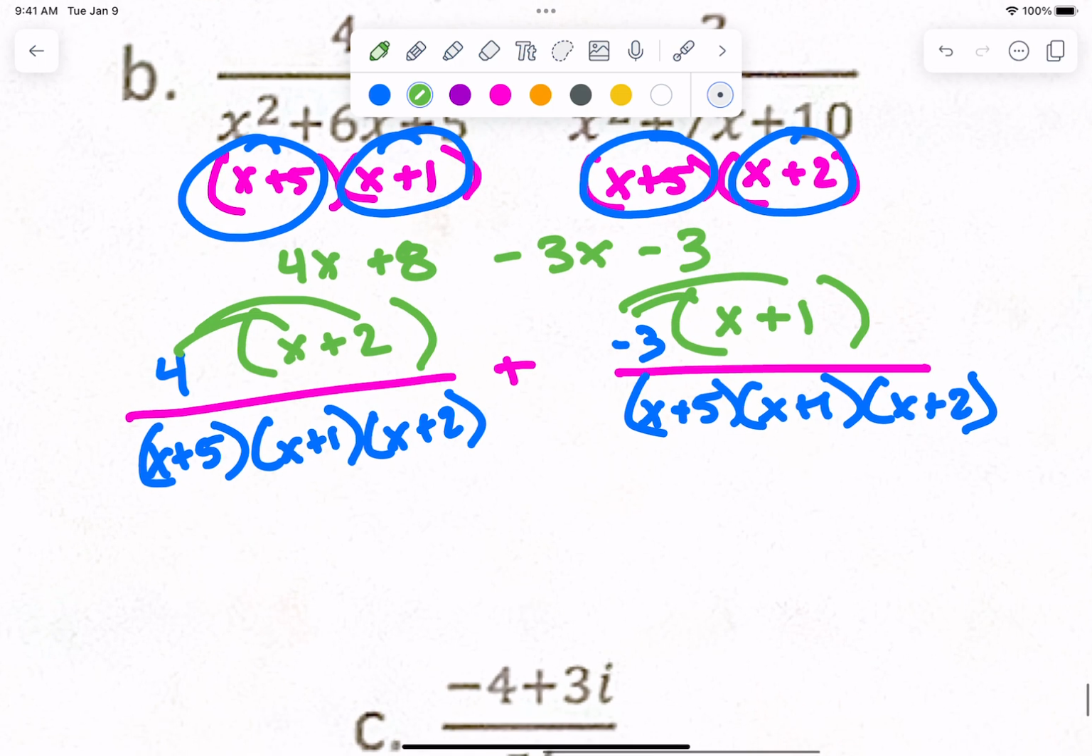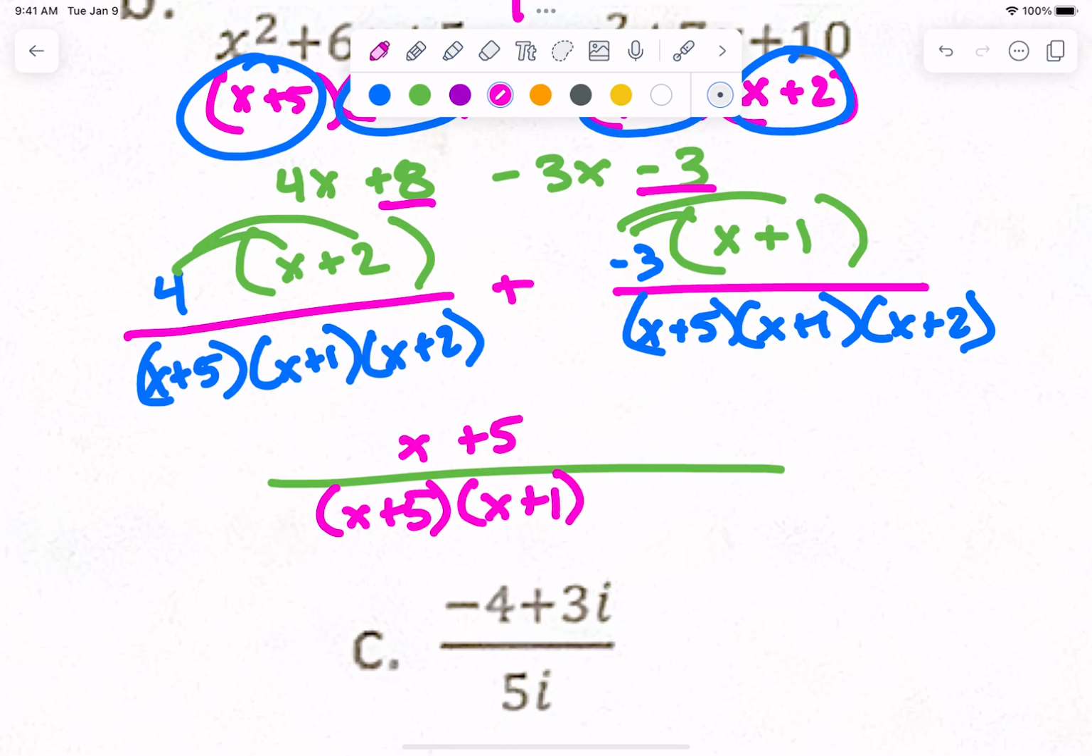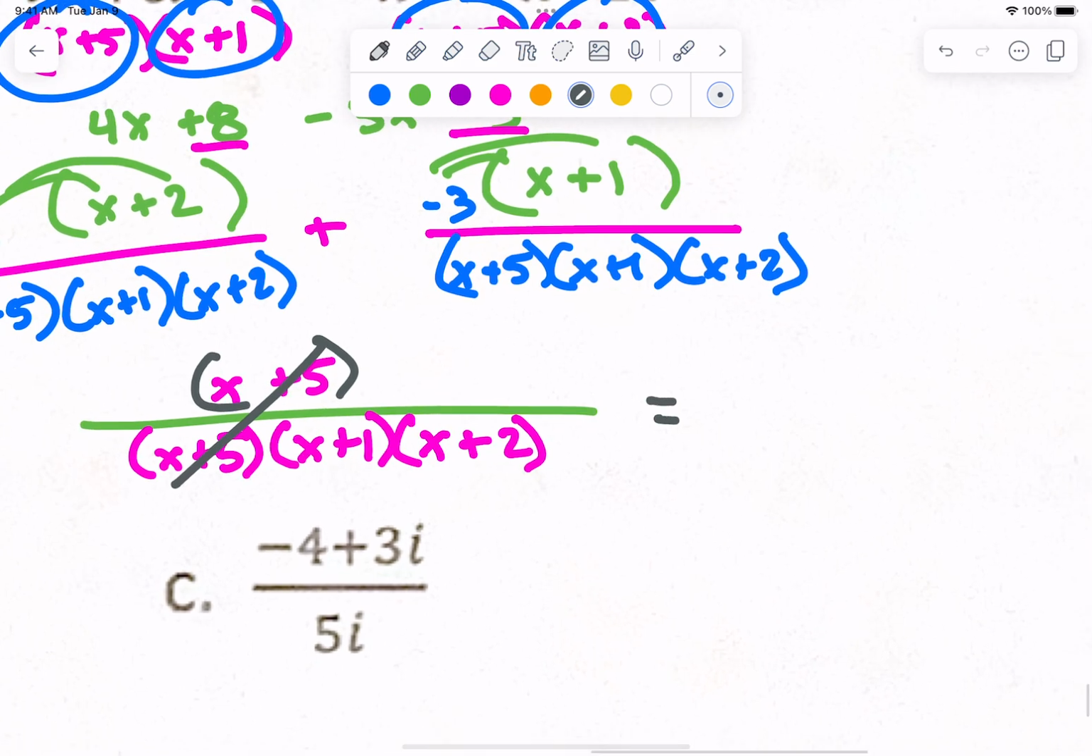Then I'm going to simplify the top. 4x minus 3x can go together, so x, and then 8 minus 3 is plus 5. So x plus 5, all over x plus 5, x plus 1. We can cancel out x plus 5. Is that legal? Of course it is. This is a whole chunk right here, so we can just cancel it. So what's left then? x plus 1 over x plus 1. Since there's nothing on the top, we have to put a 1.